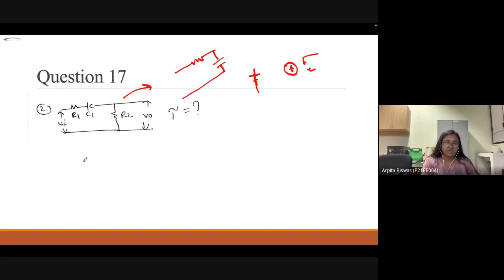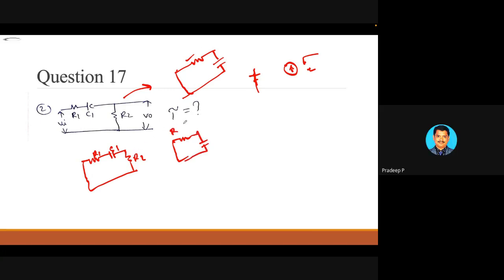Now tell me how this circuit looks. The source will be shorted, and there is an R1 resistance, a capacitance, and also an R2 resistance. Now just convert it into a simple RC circuit. What is the R equivalent value for this circuit? R1 plus R2, right? This is in series, R1 plus R2, and this is in C1.